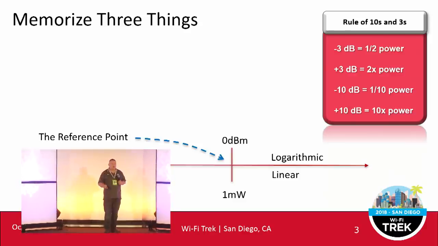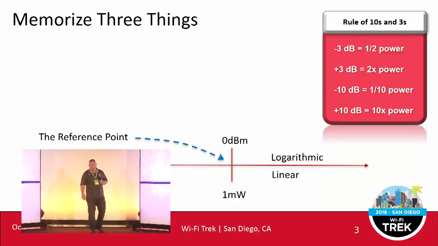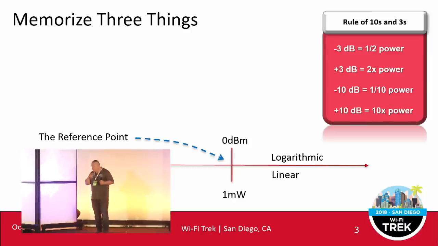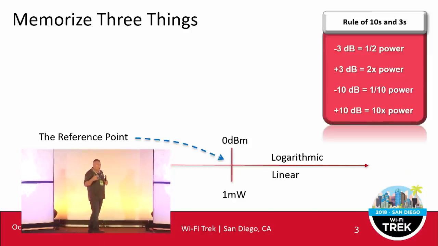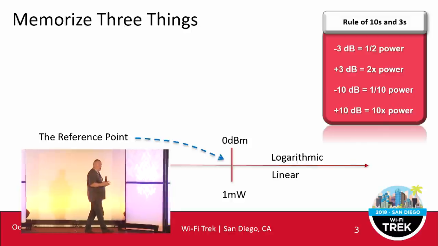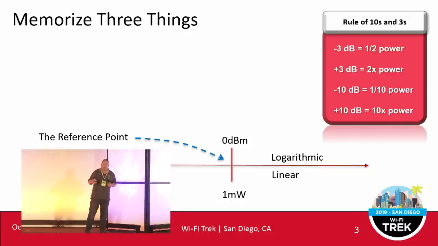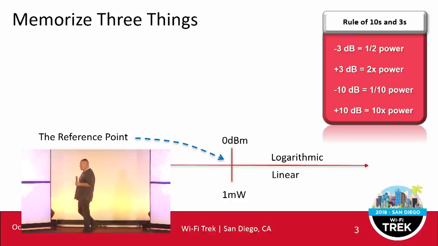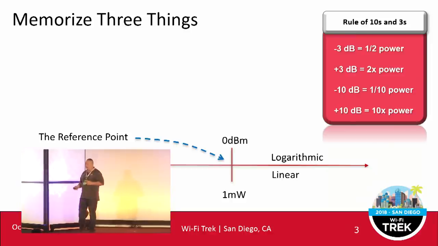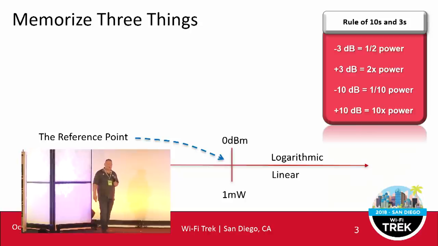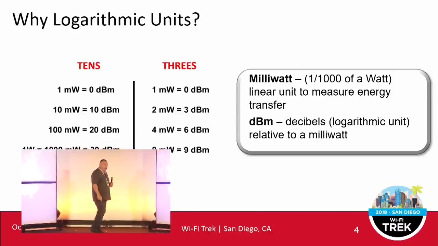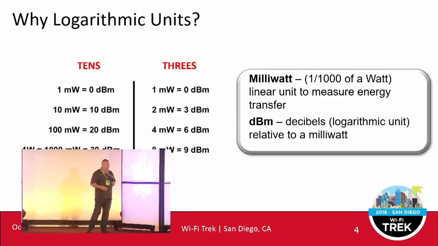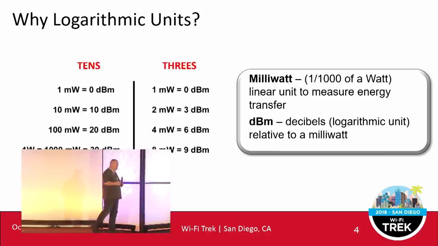And secondly is the rules of 10 and 3. If you're not familiar with 10s and 3s, we have minus 3 dB, which is a decrease in power of one half, and plus 3 dB doubles your power, and plus 10 dB is 10 times your linear power, your milliwatts, and minus 10 dB is 1/10. So that's tens and threes. You have to memorize the tens, threes, and the reference point. The rest of it kind of falls right in line. The rest of it's not so hard. But we're going to give some examples here. I do this in class over and over, and it's kind of surprising to me.